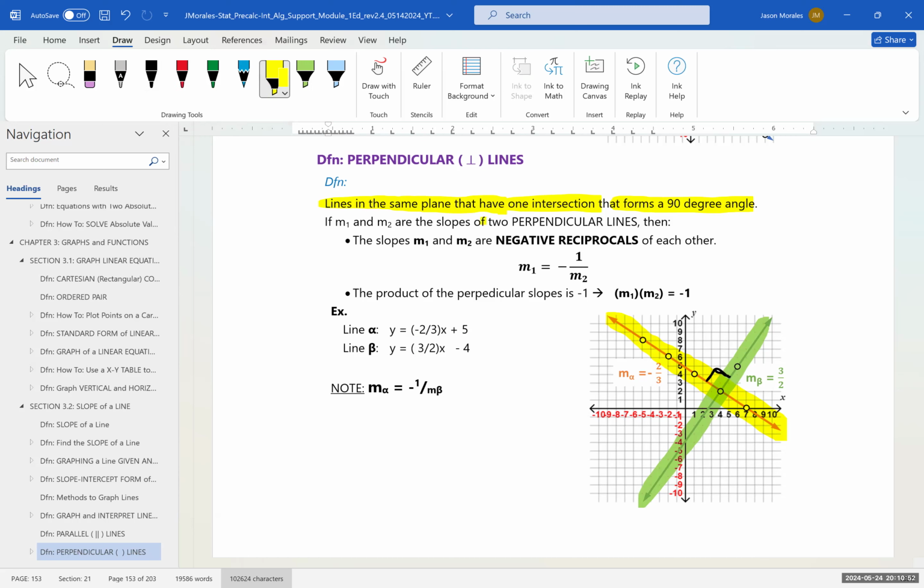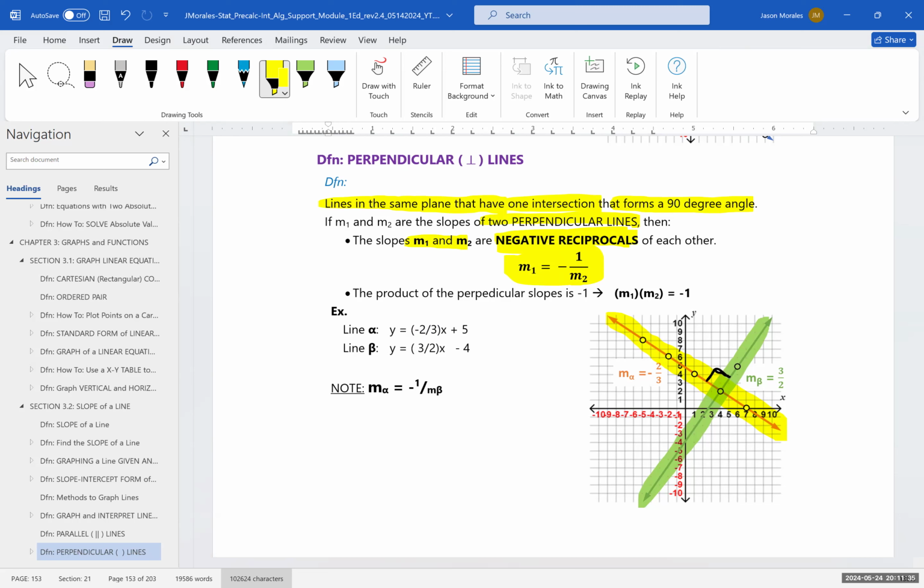Now, two lines are perpendicular to each other when their slopes are negative reciprocals. So a reciprocal means that you switch the numerator and denominator. That was a principle we discussed earlier in the chapter with fractions. So a reciprocal means that you rotate the numerator and denominator, and then this negative part means you change the sign. So two slopes are perpendicular if they are negative reciprocals of each other.